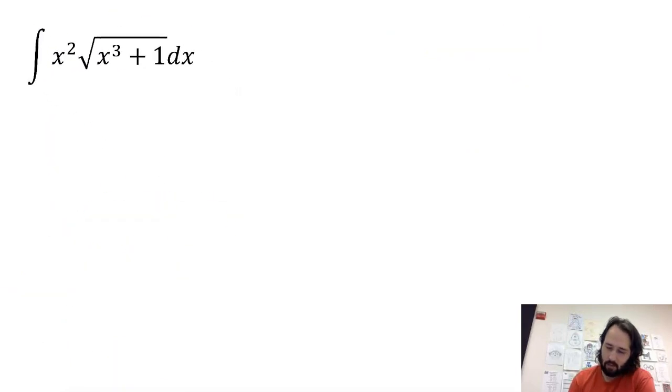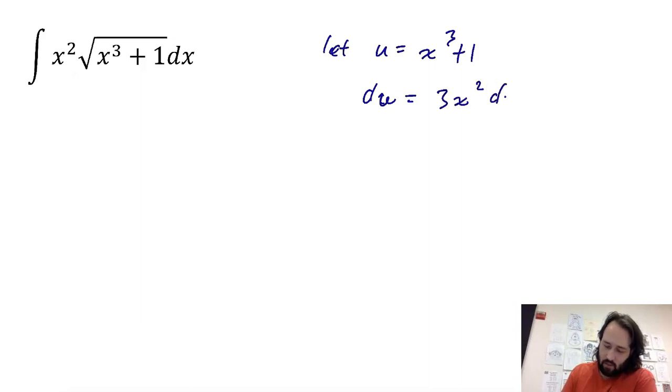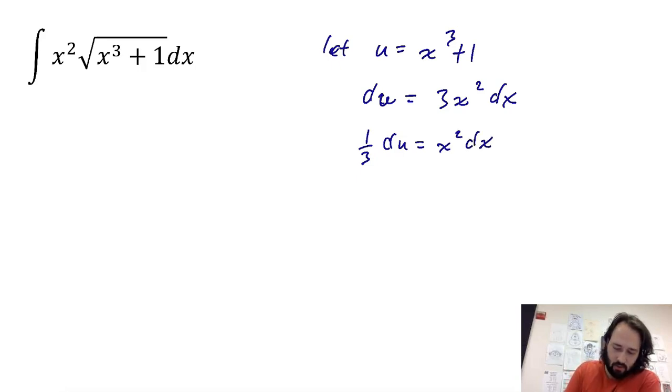Alrighty. Going to be the same sort of deal with this. So again, if you haven't paused the video yet, pause the video, try this problem, see what you come up with, and then watch. So u would be, and I always say let u equal, just so it's very easy for the reader to follow what I'm doing, 3x squared dx. So what I need to do with that 3 is I need to do 1/3 du equals x squared dx.